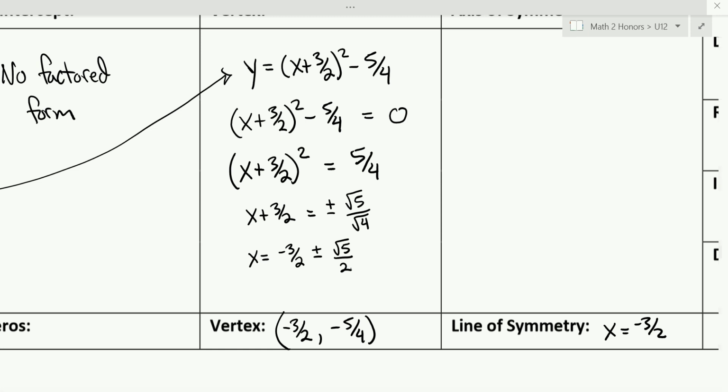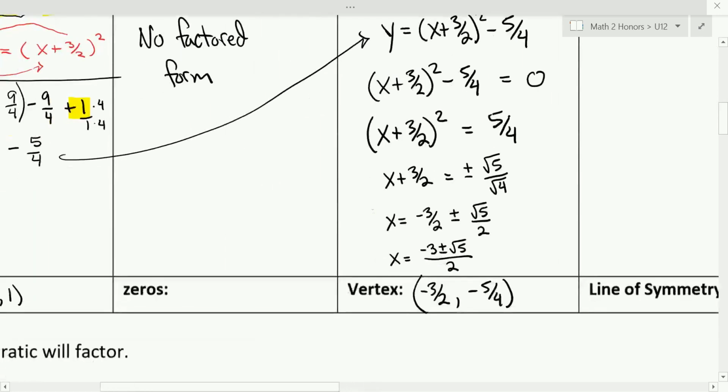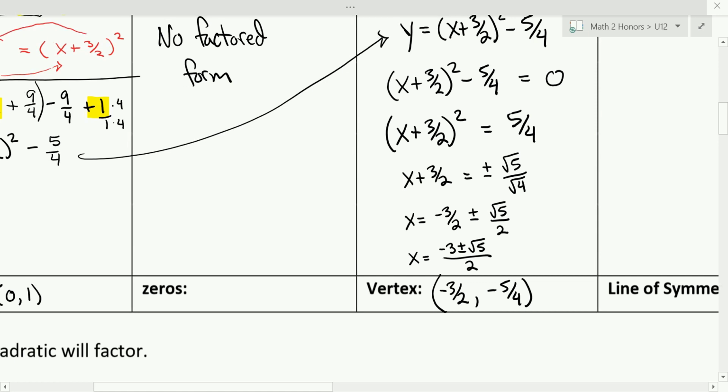And I can write this as one big fraction because I have the same denominator, so negative 3 plus or minus square root of 5 in the numerator all over 2. Now when you have that plus or minus, that's telling you that's not one number, that's two numbers. If I split that up, one of the numbers is going to be negative 3 plus square root of 5 over 2, and the other number is going to be negative 3 minus square root of 5 over 2.